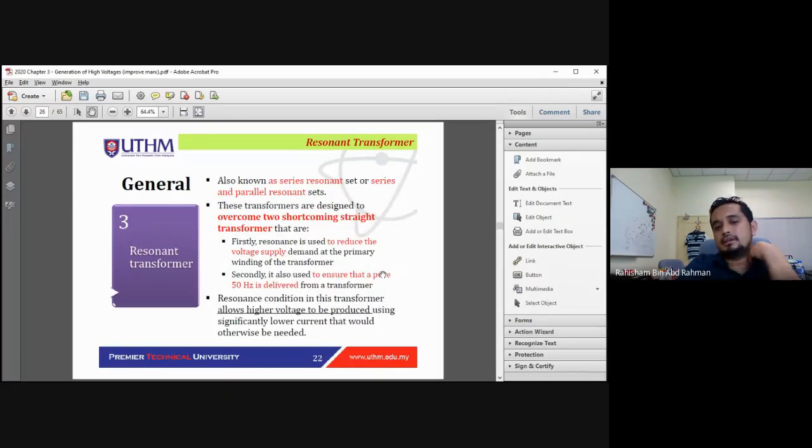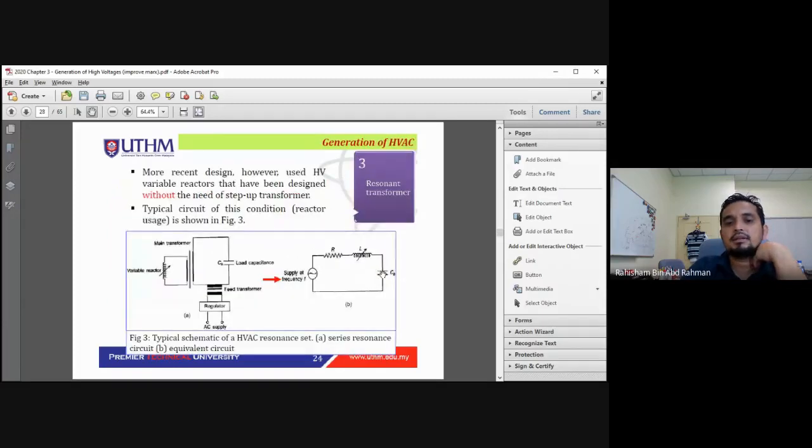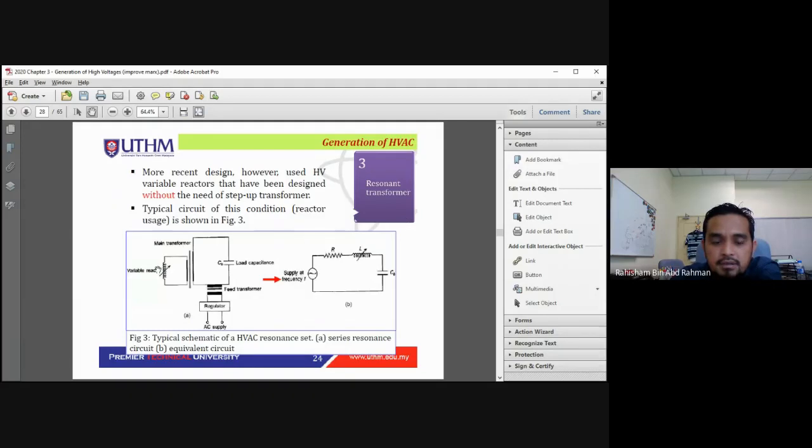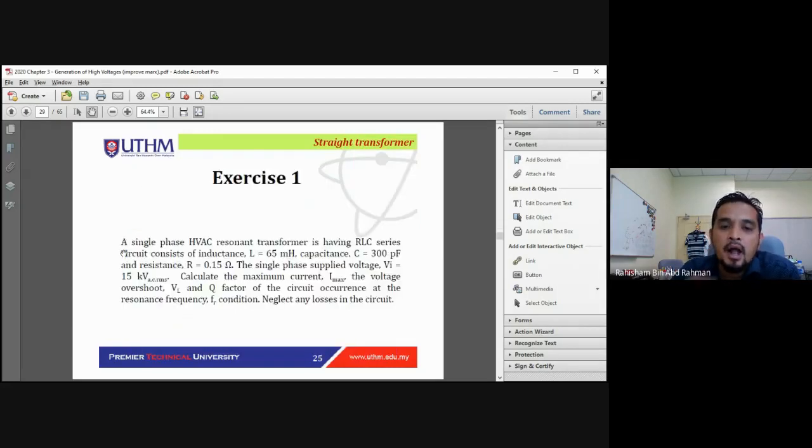And then other than that, the advantage, and then this is the construction design. We have the variable inductor, and then we have the transformer, and we have the load. These are the construction of the resonant transformer. In this case, we place the load capacitance, so that we introduce the resonant effect to this transformer.